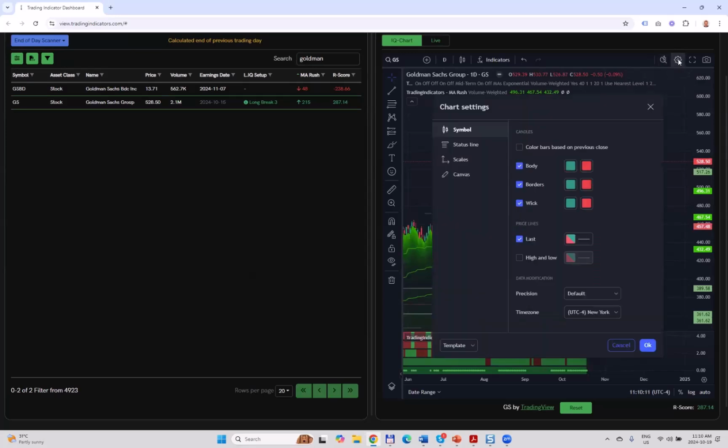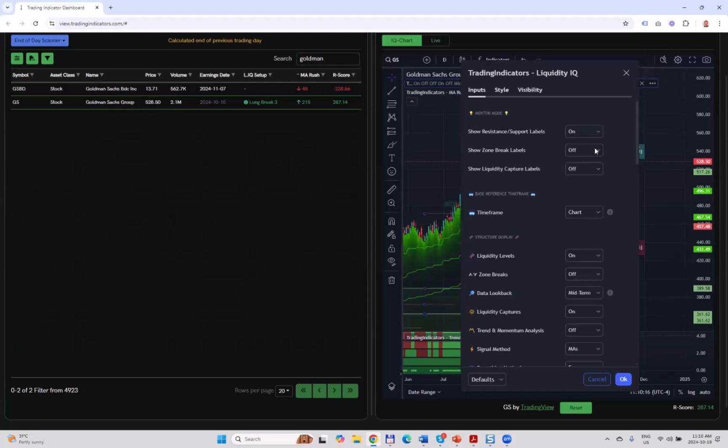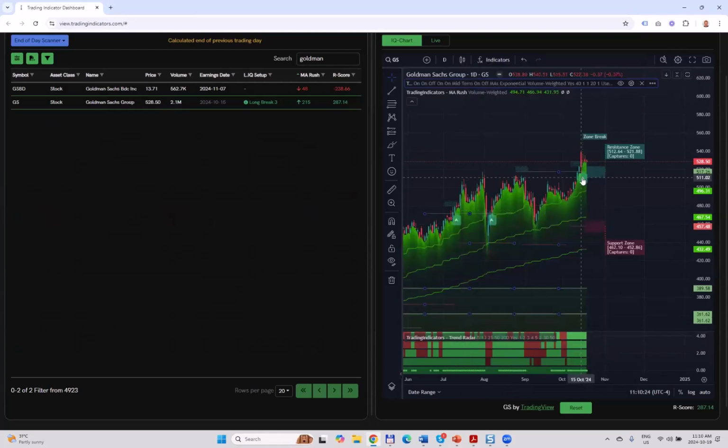If you go to the settings of the indicator, this one, make sure that the zone break label is enabled. You also may want to enable your zone break symbol. If you do this, you will then see the zone break here and the label. It's probably just disabled. You can also simply click the reset button here. This should show these labels once again. Perfect. Okay, a symbol request, Palantir, PLTR.